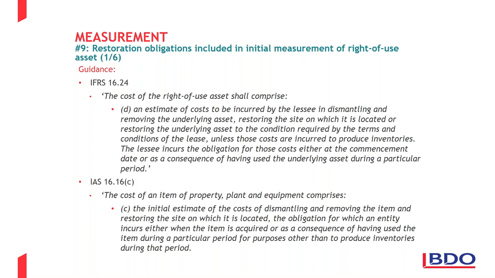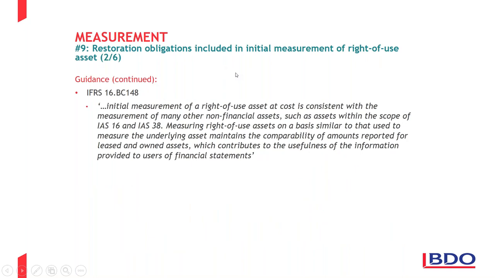Or IAS 16, paragraph 16C, where we say included in the cost of property, plant and equipment, we put that restoration provision. And then another very relevant paragraph is paragraph BC148, the basis for conclusions. It says that the initial measurement of a right-of-use asset at cost is consistent with the measurement of many other non-financial assets, such as assets within the scope of IAS 16, property, plant and equipment, and IAS 38, intangible assets. Now, measuring right-of-use assets on a basis similar to that used to measure the underlying asset maintains the comparability of amounts reported for leased and owned assets, which contributes to the usefulness of the information provided to users of financial statements. So it's the reasoning why the requirements in IFRS 16 are so similar to the requirements in IAS 16 and IAS 38.